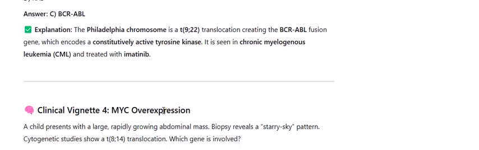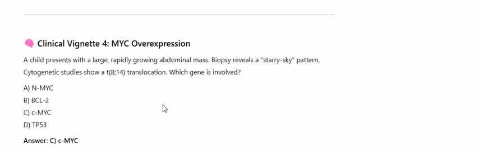A child presents with a large, rapidly growing abdominal mass. Biopsy reveals a starry sky pattern. Cytogenetic studies show a t(8;14) translocation. Which gene is involved? A. N-MYC. B. BCL2. C. C-MYC. D. TP53.